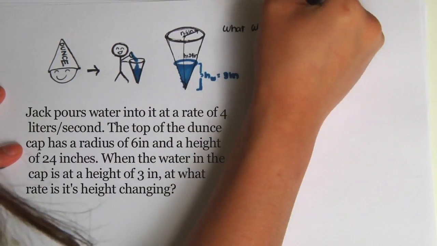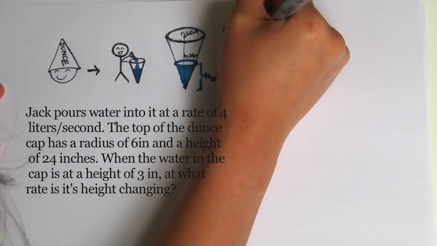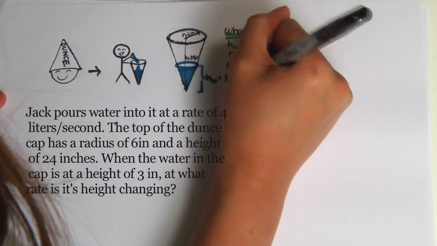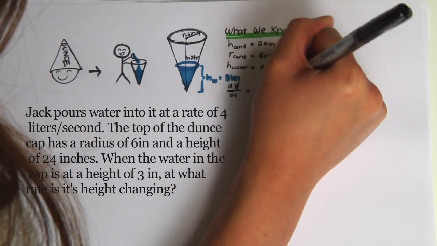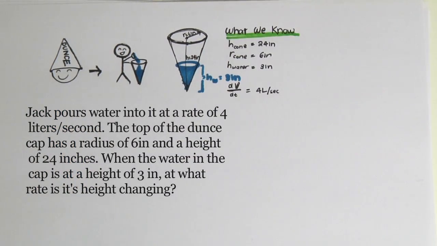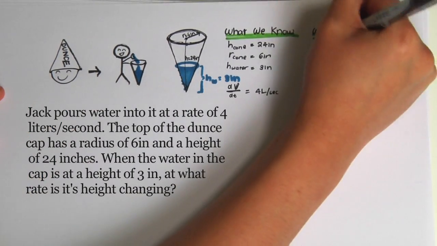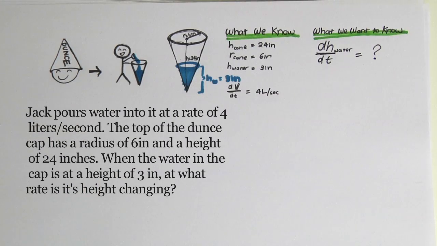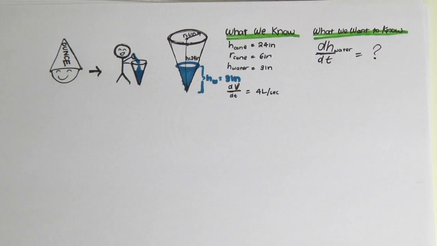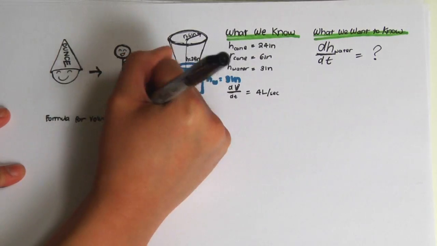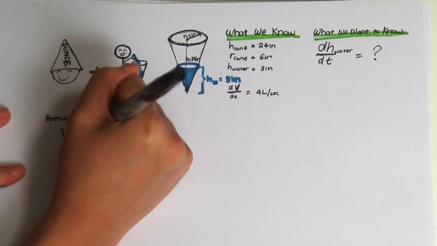Let's write out what we know. The water is pouring into the dunce cap at a rate of 4 liters per second. That conveniently is the rate of change of the volume of the water in the cap, dV/dt. We also know that the radius of the cone is 6 inches and the height of the cone is 24 inches. We are asked to find the rate the height is changing when the water is at 3 inches. Let's write out the equation of the volume of a cone. V equals 1/3 pi r squared h.